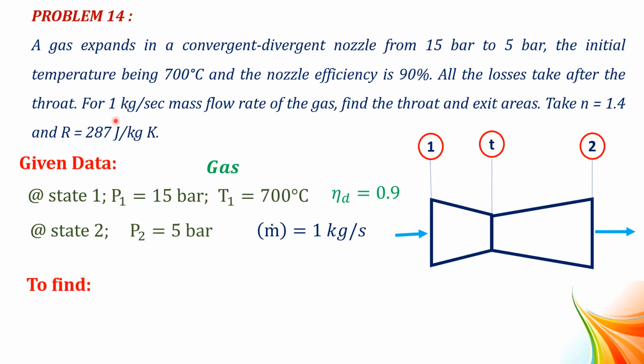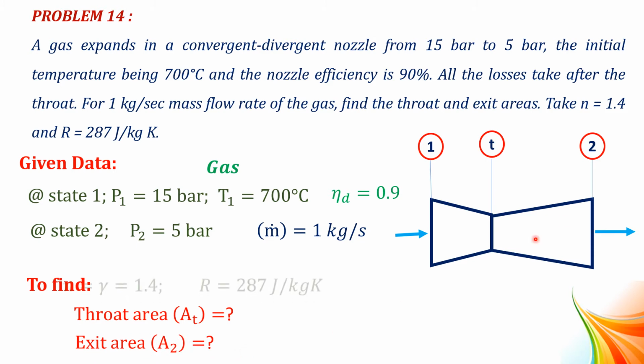For 1 kilogram per second, so mass flow rate equal to 1 kilogram per second. Find the throat and exit area. So we have to find out the throat area AT and exit area A2. Take n equal to 1.4 and R equal to 287 joule per kilogram Kelvin.